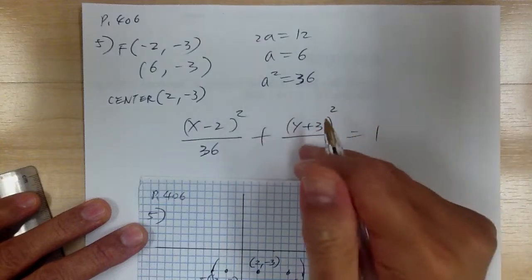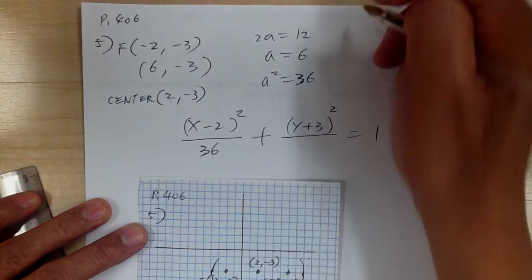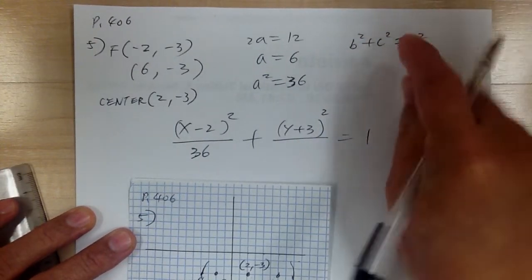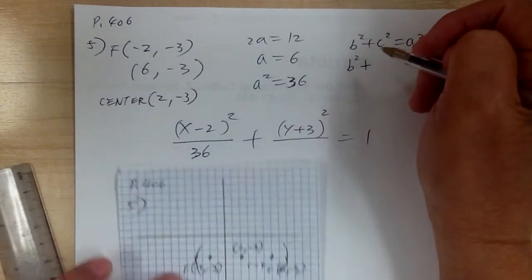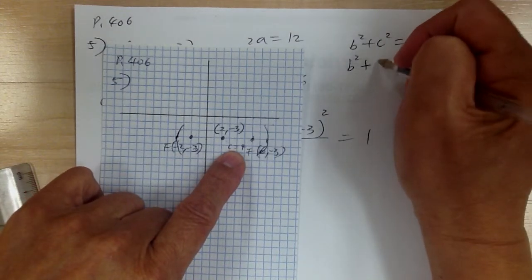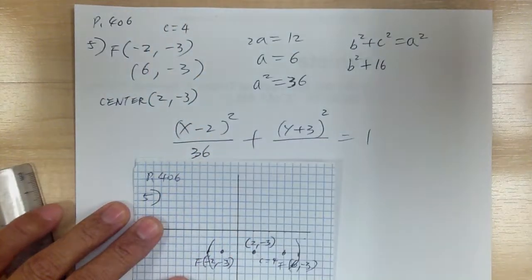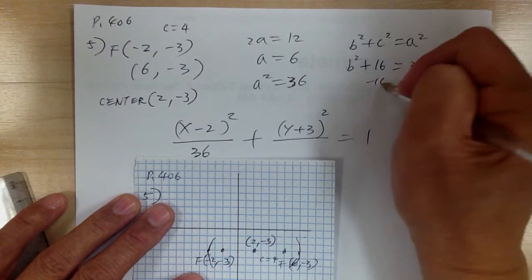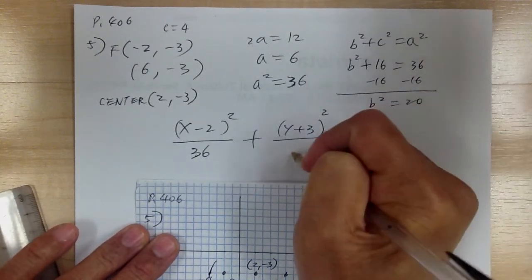Now you have to figure out the b squared. From here you can see that c equals 4. So use the Pythagorean Theorem: b squared plus c squared equals a squared. For an ellipse, a is the biggest number, so that's the hypotenuse. c squared is 16, so b squared plus 16 equals 36. Minus 16 on both sides, so b squared equals 20, and you put it under here.